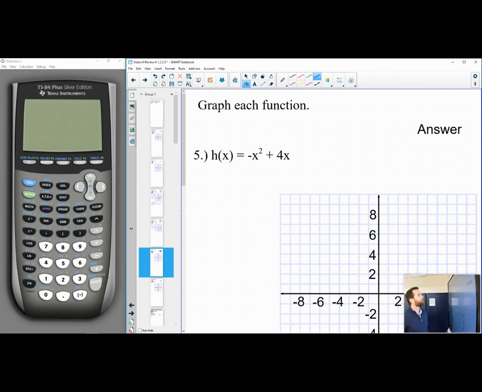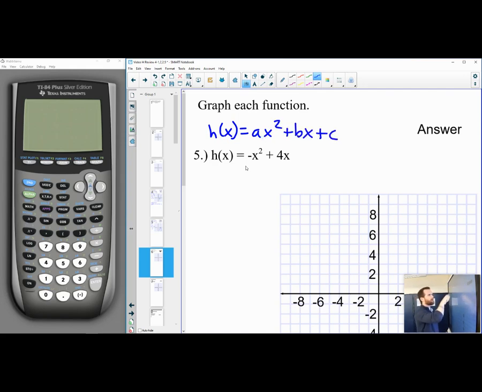All right, more graphing. Okay, h of x equals negative x squared plus 4x. Remember, first big decision is it vertex form? Is it standard form? I'm going to treat this one like standard form because that's the form it is. So that would be h of x equals, let me think, standard form. That's ax squared plus bx plus c.